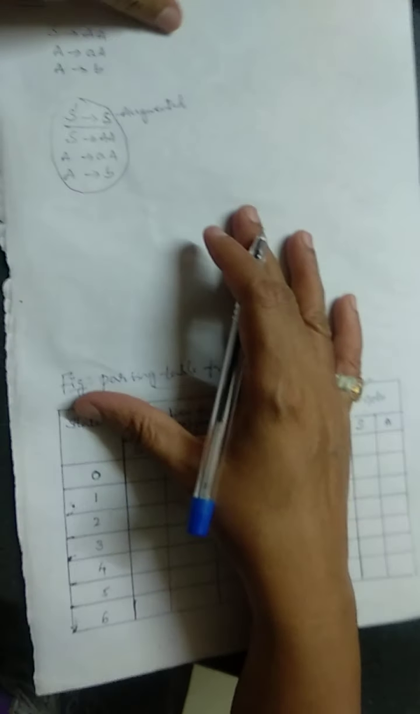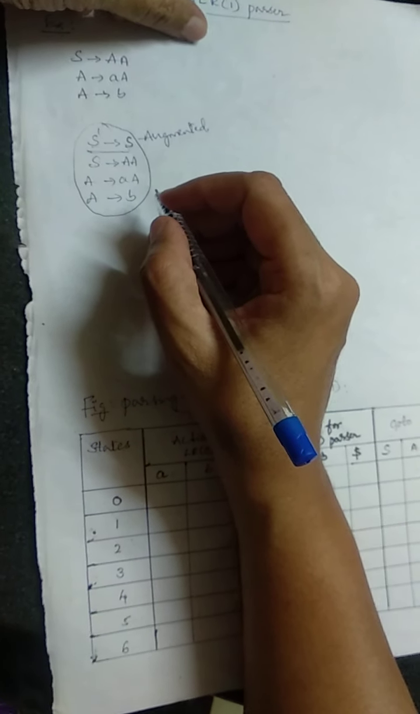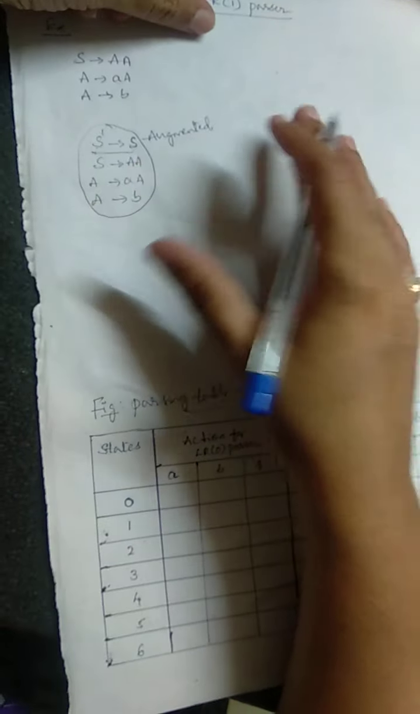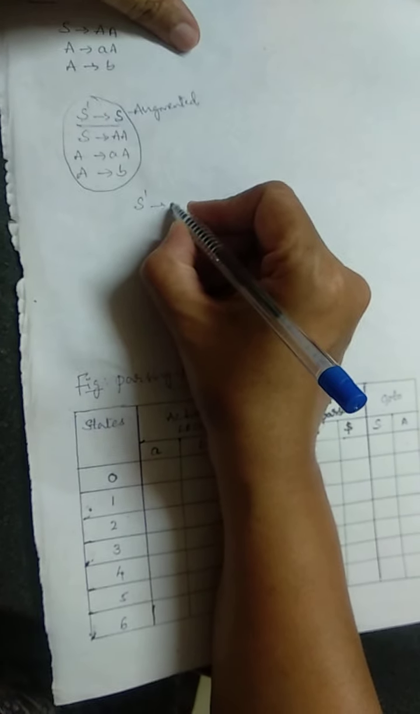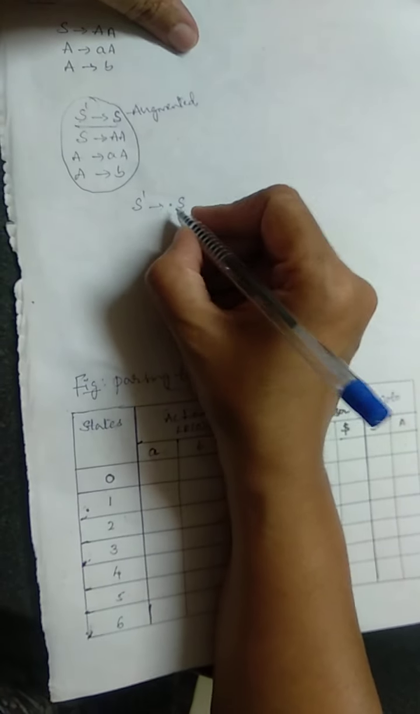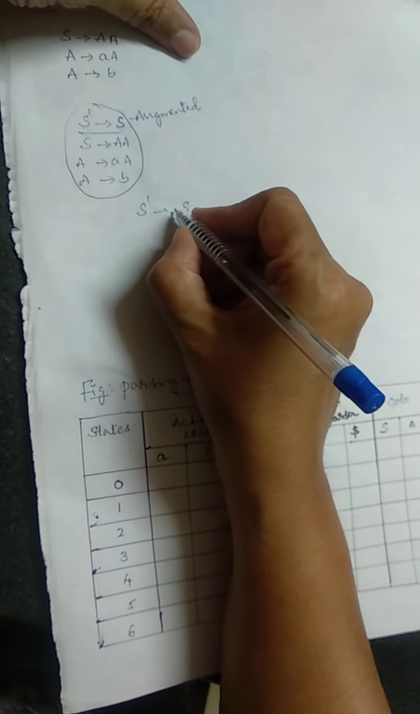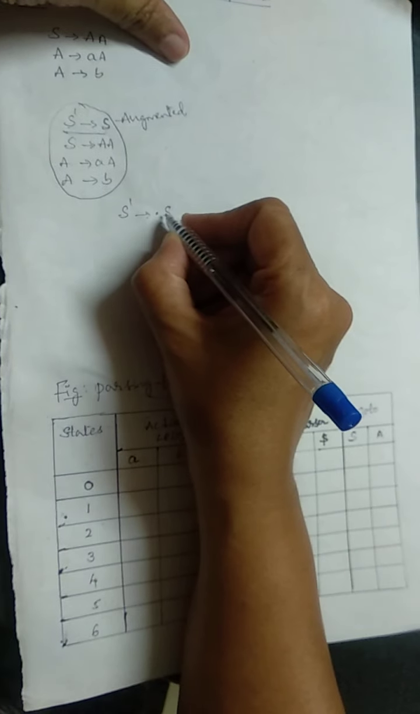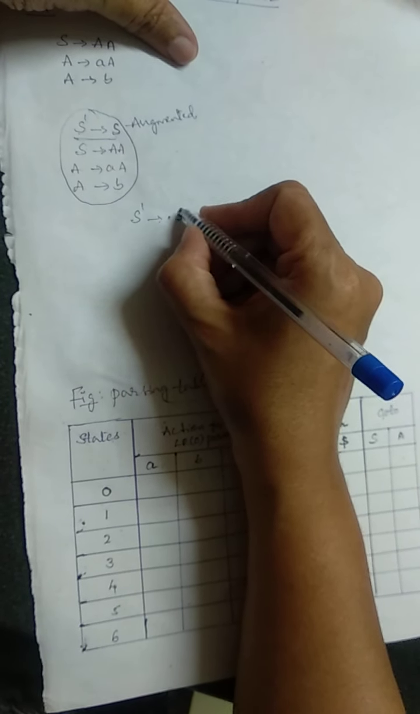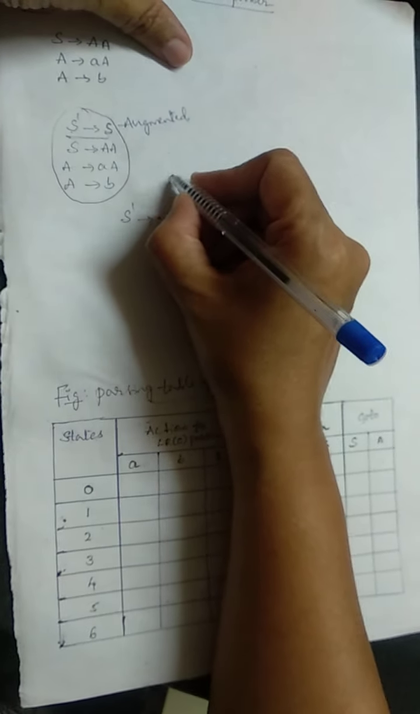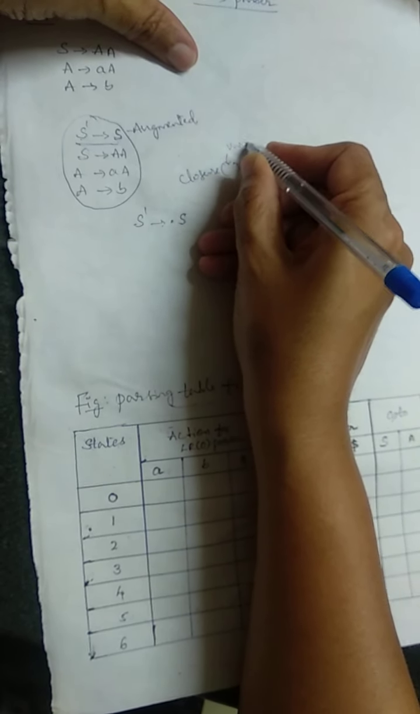From this augmented grammar, let us write the canonical collection of LR0 items. To write the LR0 items, for the augmented grammar we just introduce a dot in front of the symbol in the right side body of the production. Now the dot is present in front of this S, so the dot acts as a closure of S. If it is a variable, what do we have to do?